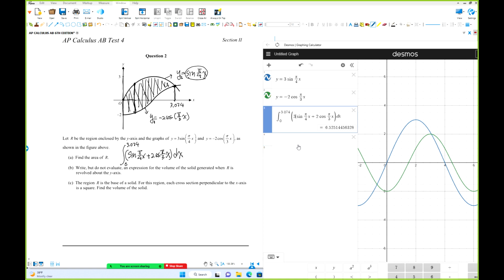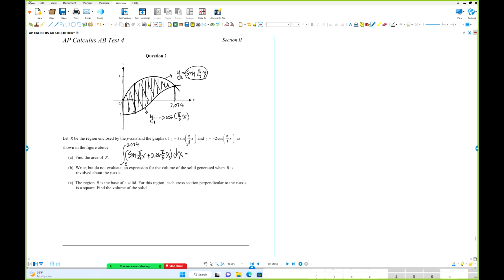The integrand was also wrong. It's 3 sine pi over 4x plus 2 cosine pi over 3x. This is correct. Do you get the same number over here? Yeah. 6.525. The area of this region equals 6.525. That's the area of this section. Are you okay with this? Yeah.